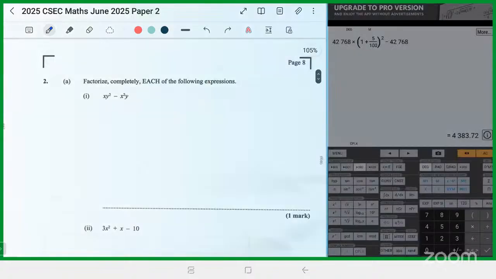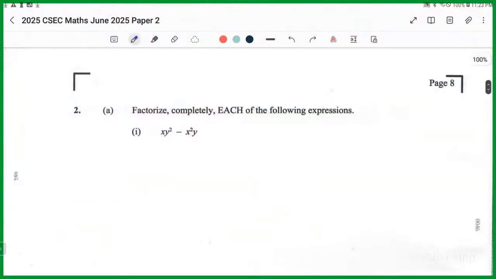Don't even need to calculate for this part. All right, so this now wants us to factorize. The students join. Let's invite them to join. Let's see.